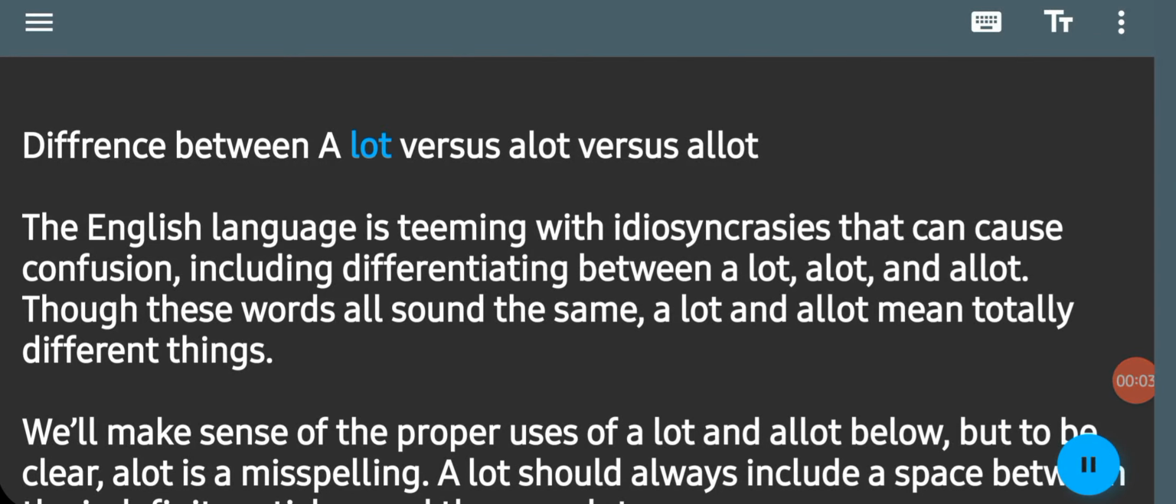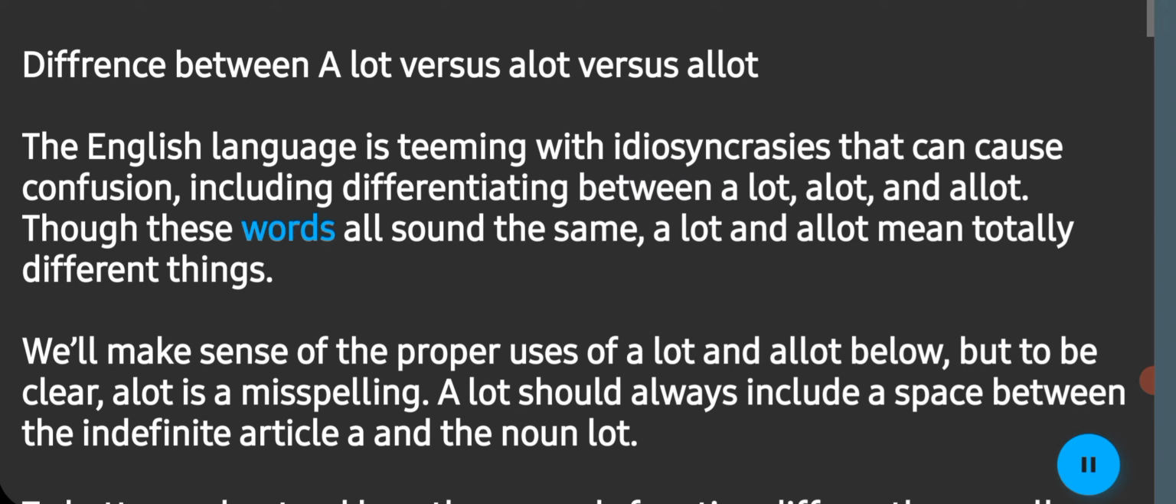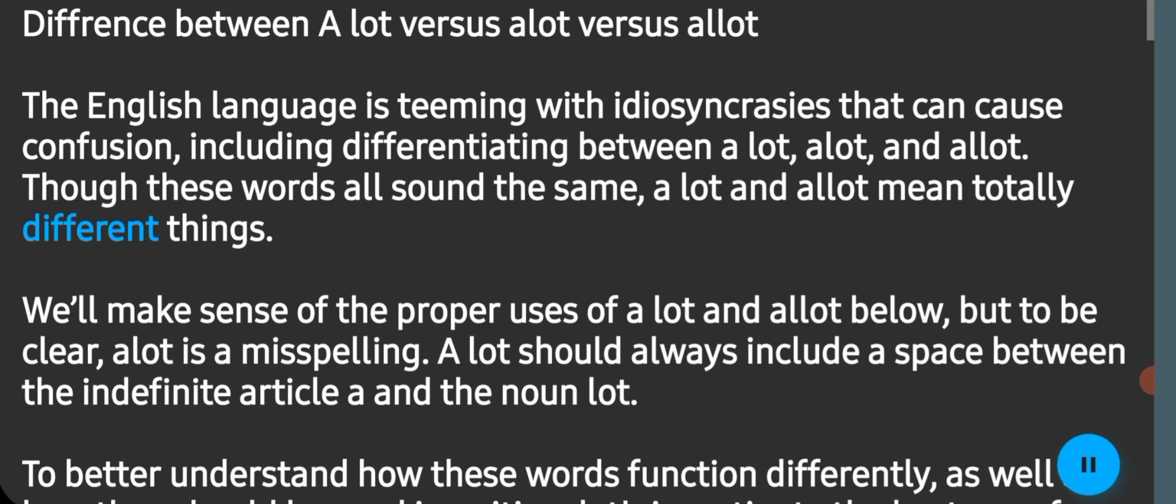Difference between "allot" versus "a lot." The English language is teeming with idiosyncrasies that can cause confusion, including differentiating between "allot" and "a lot." Though these words sound the same, "allot" and "a lot" mean totally different things.